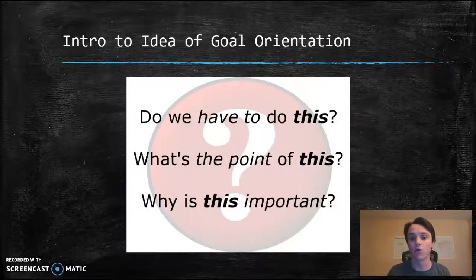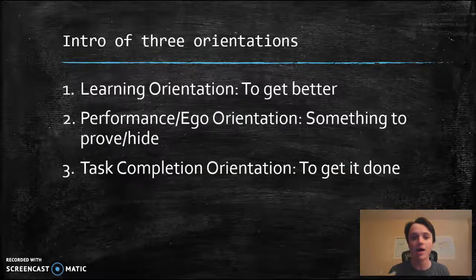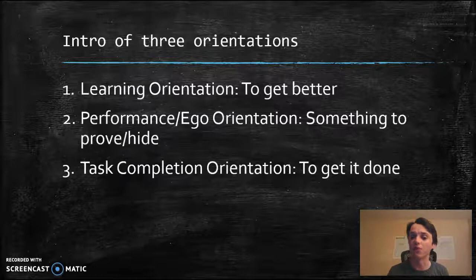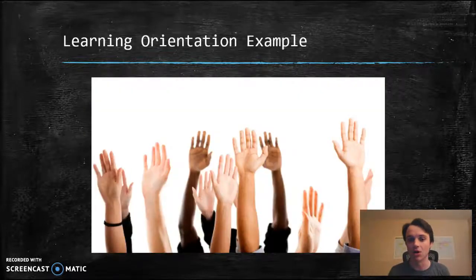A goal orientation is kind of what a student tells himself as to why they're doing something, what the point is, what their goal is. It's the way that they justify the actions that they're doing with regards to everything that they do in school. There are three main kinds: learning orientation, which is the best kind. That's when students are doing something to get better. Performance or ego orientation, which is when somebody's trying to prove that they're good at something or hide that they're bad. Or task completion orientation, which is just get it done, get the points, get a grade. So obviously we want the first one.